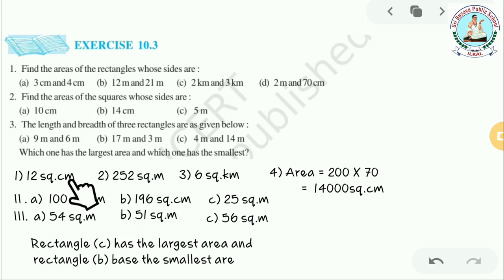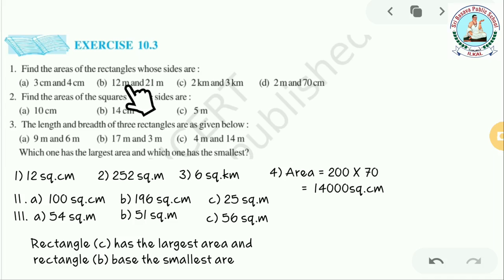12 square centimeter. Did you understand how we have arrived at this answer? It's very simple. Just multiply these two measurements, that is 3 times 4 is 12, and centimeter is multiplied twice here, so that is why it is square centimeter. Let's move on to the B question of the first main.